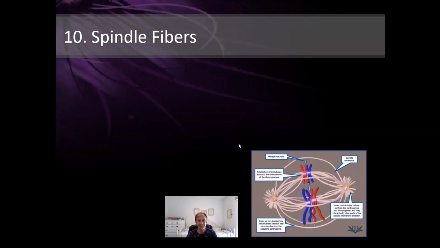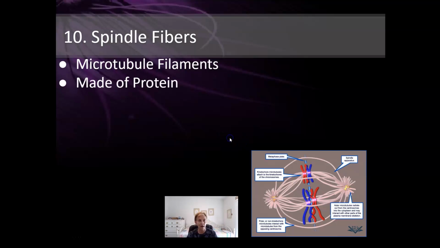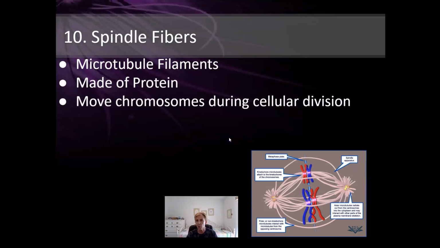So the spindle fibers, what do they do? What are they? They're microtubule filaments. So they're basically protein threads that are very small. And their job is to move the chromosomes around in cell division. So they'll connect to a chromosome, they'll move them to the center alignment, they shorten, they pull them apart, right? So their job is to move those chromosomes.